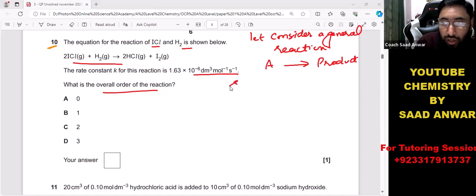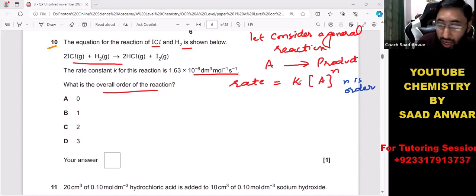Okay, guys, so the rate of this reaction will be equals to rate constant K, concentration of reactant A raised to power n. What is n? n reflects the order of reaction. n is the order of reaction. So I have to find units of K. So units of K will be equals to rate upon A raised to power n.